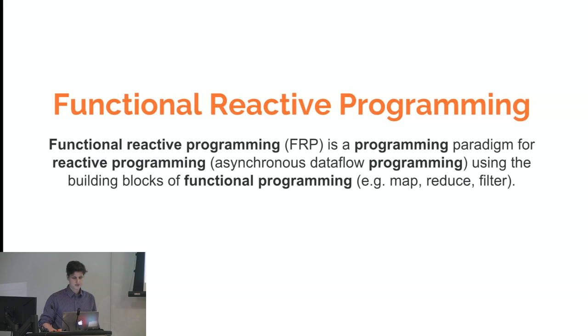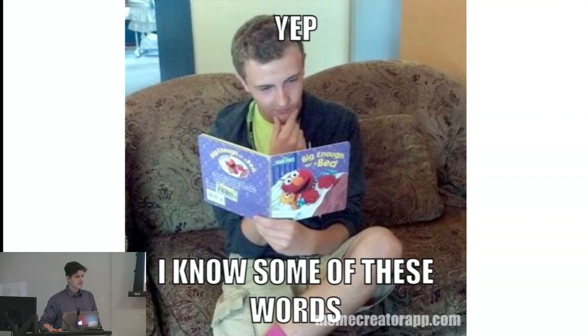So, functional reactive programming. This is yet another term, FRP, you may have come across, and I was really interested in this because I was getting more into the reactive stuff. Functional reactive programming, otherwise FRP, is a programming paradigm for reactive programming, asynchronous data flow programming, using the building blocks of functional programming, for example map, reduce, filter, and I know some of these things.